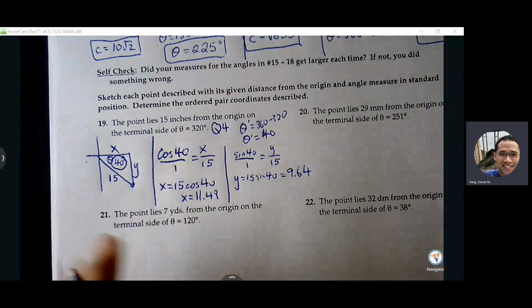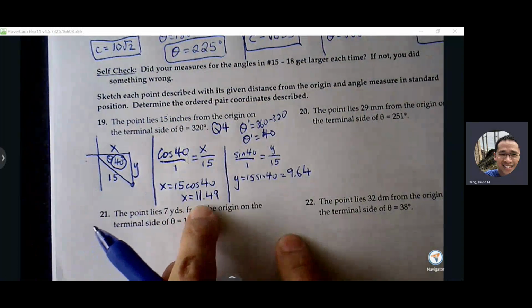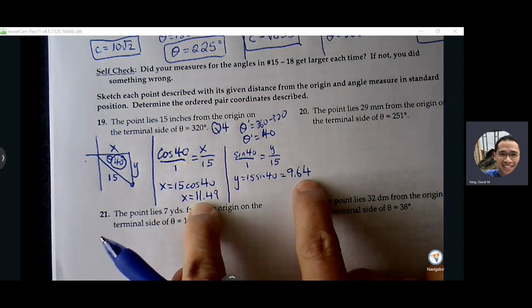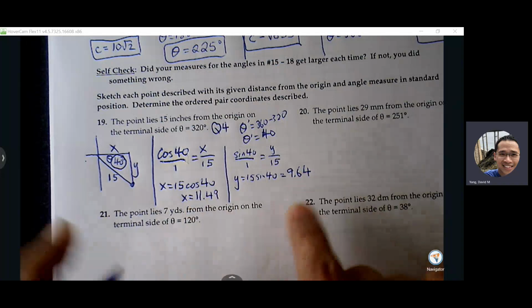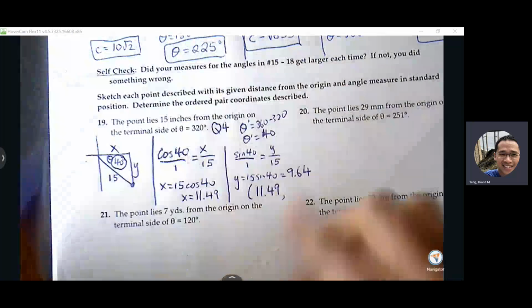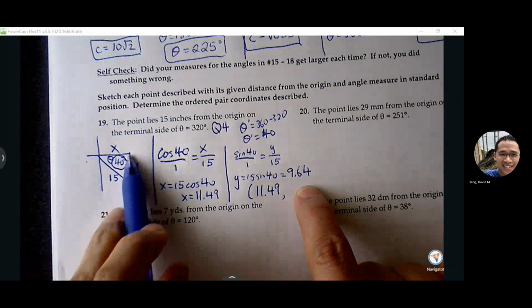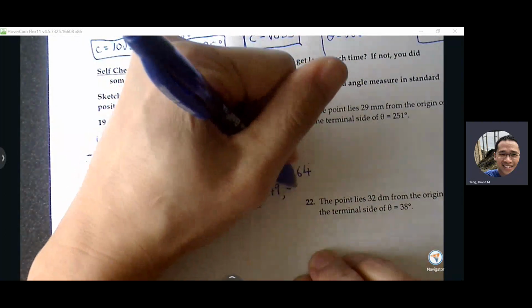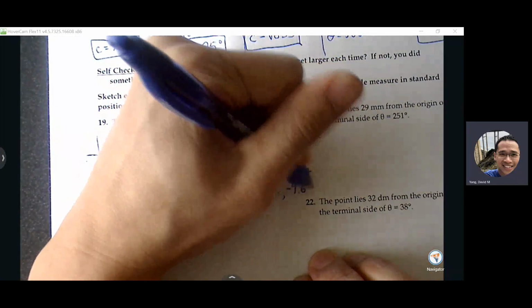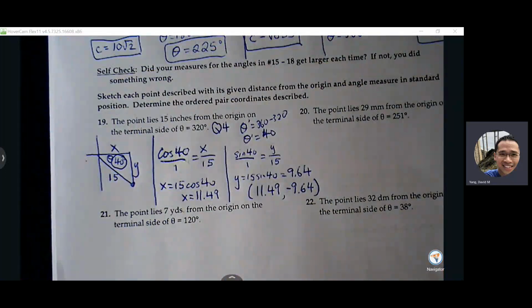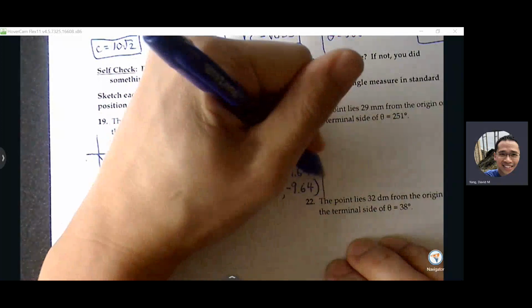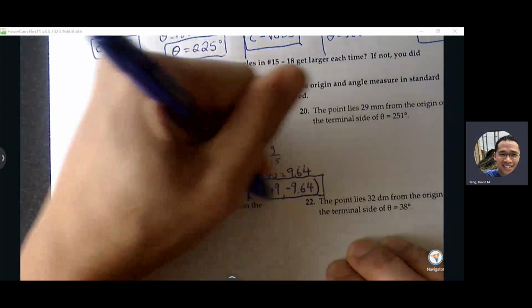But there's a slight adjustment here. I'm going to the right and I'm going down. So what's my ordered pair going to be? So 11.49 stays positive, but 9.64 needs to be what? Negative, right? So even though the calculator is returning back to you a positive value, you have to make the adjustment that if I'm in the fourth quadrant, I've got to go right and down. So my y value is going to produce a negative.